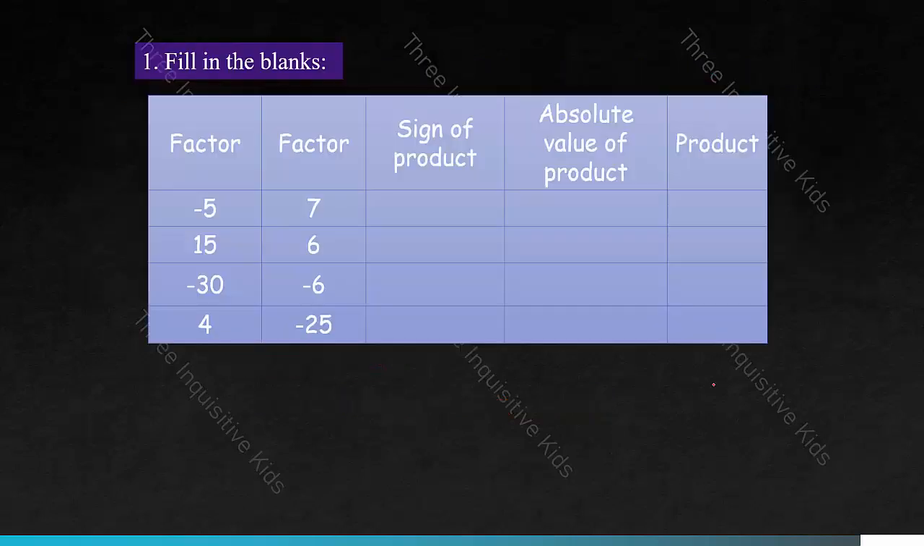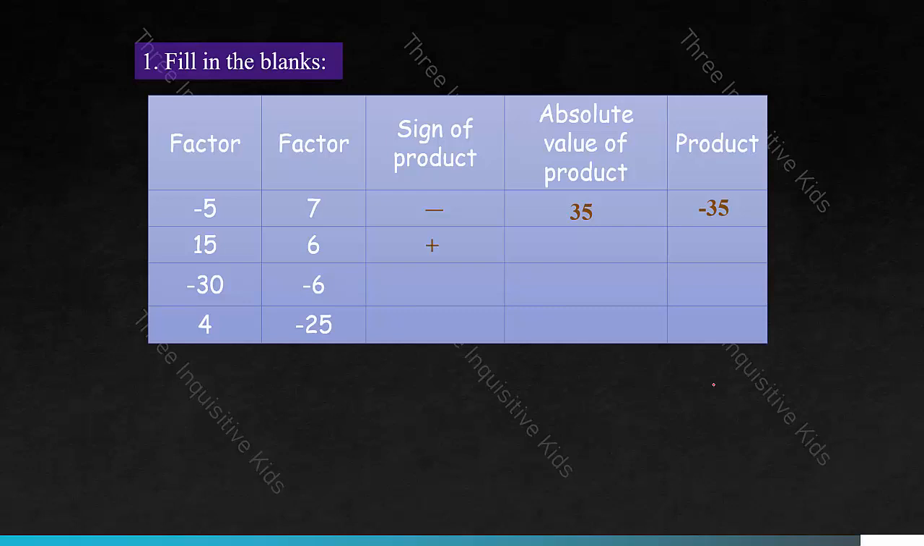Here's another table for you to fill out. We have 2 factors here. One is negative 5 and the other is 7. The sign of the product would be negative because we have one negative factor. And the absolute value of the product would be 35. And the product would be negative 35.